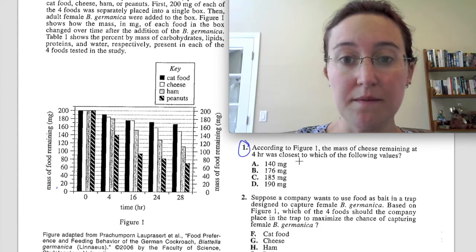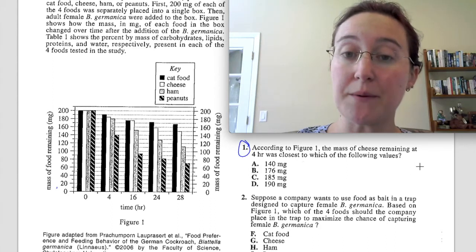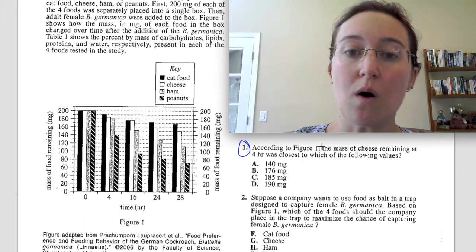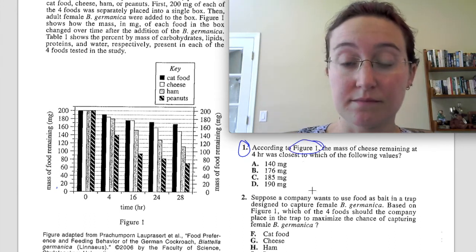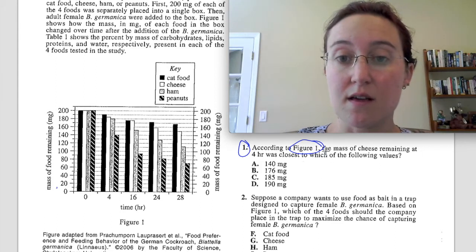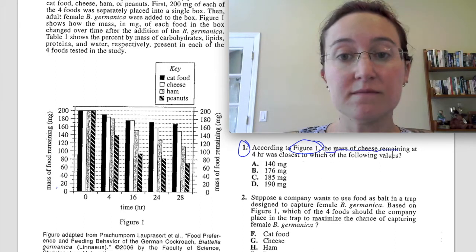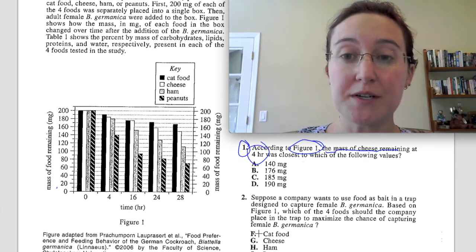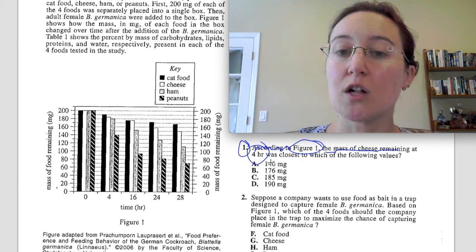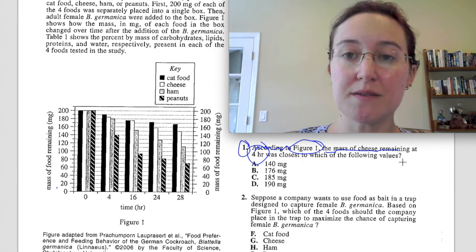According to figure 1, the mass of cheese remaining at 4 hours was closest to which of the following values? We always circle the name of the figure. And the other important information here is the mass of the cheese remaining at 4 hours. The other words, according to, are unnecessary and distracting. Let's cross them out. Closest to which of the following values?